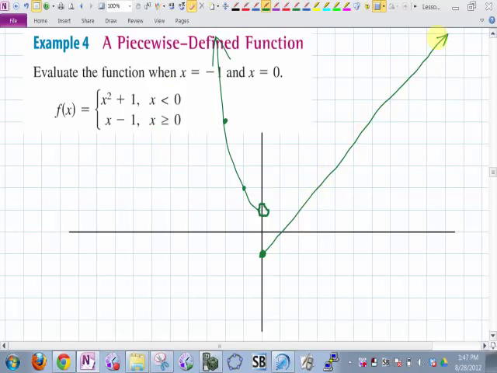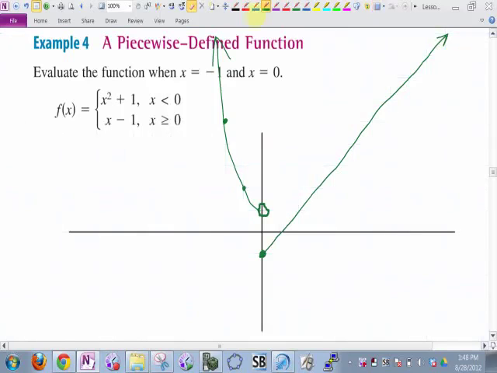Is that a function? When looking at a graph, how do you determine if something's a function or not? Vertical line test. Are there any vertical lines that cross this graph more than once? You know, potentially in the middle, but because that circle is open, it only crosses once, right? So yeah, that's great. That's a function. Vertical line test. Beautiful.